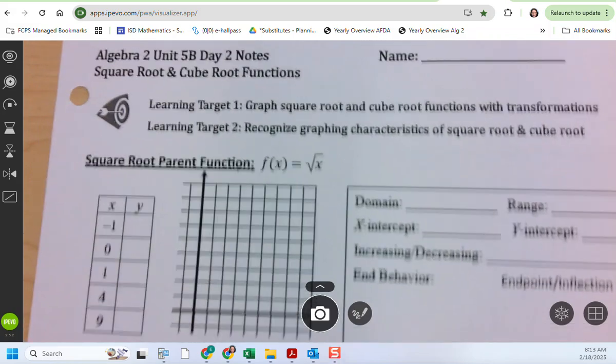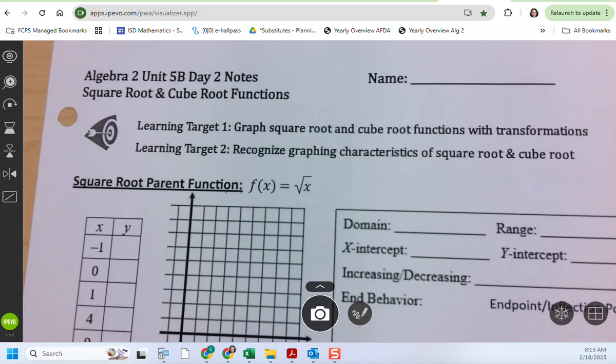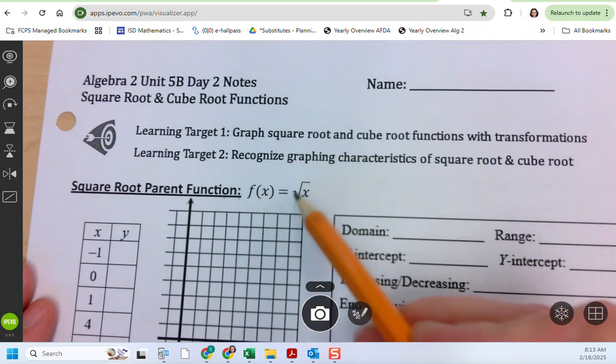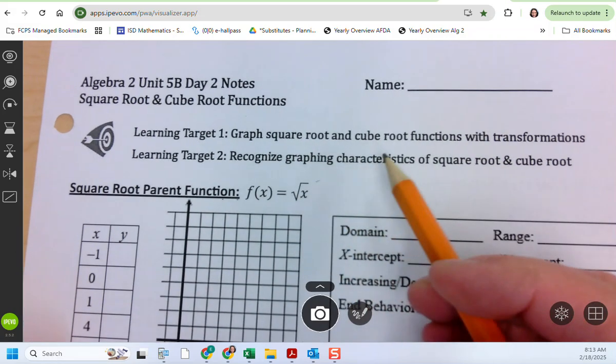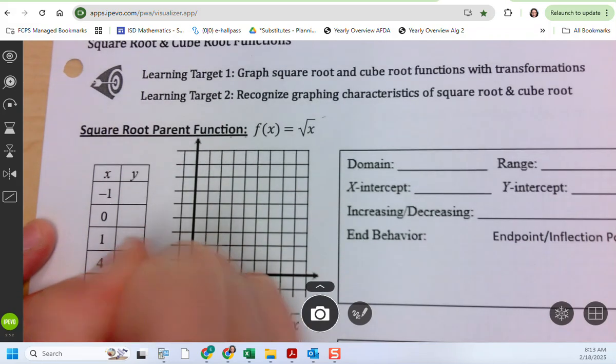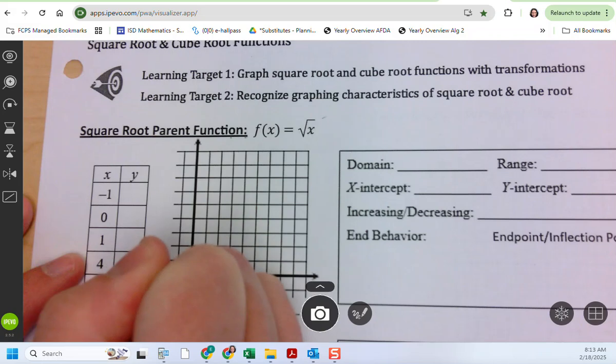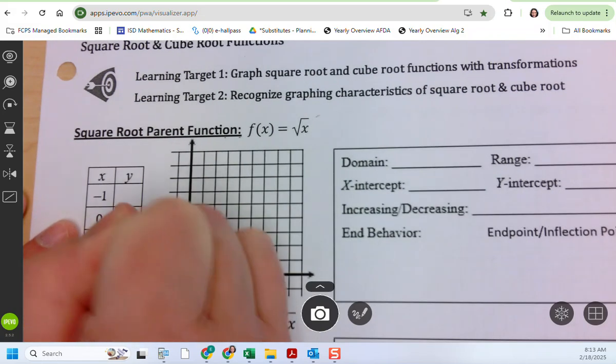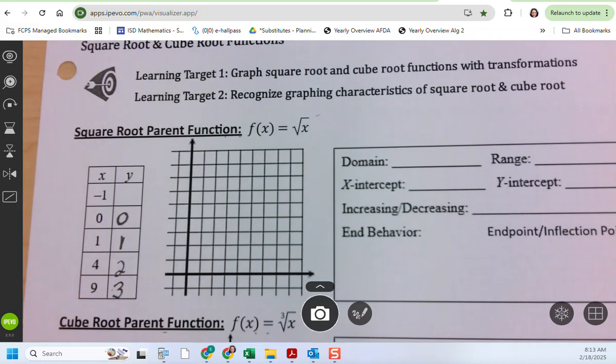All right, so when you don't know what the graph of a function looks like, one really good thing to do is to make a table of values so that you can see what your graph looks like. So if my graph is f of x equals the square root of x, then some of these numbers we know the square root of, right? We know the square root of 9 is 3. We know the square root of 4 is 2. And the square root of 1 is 1. And the square root of 0 is 0.